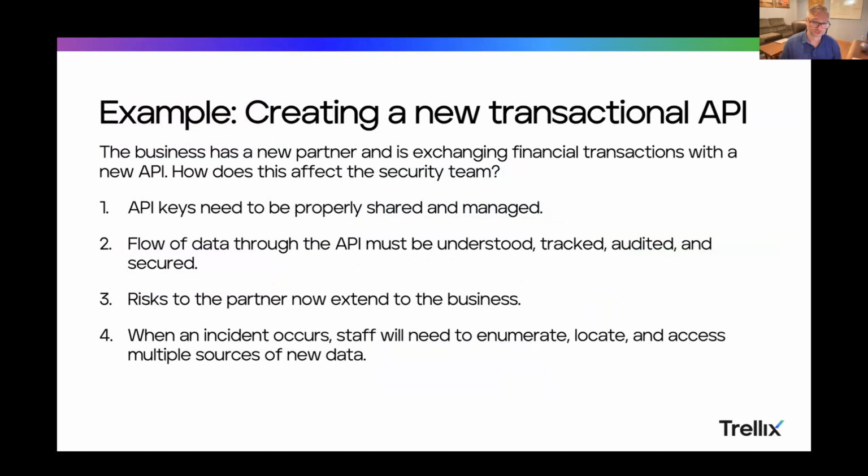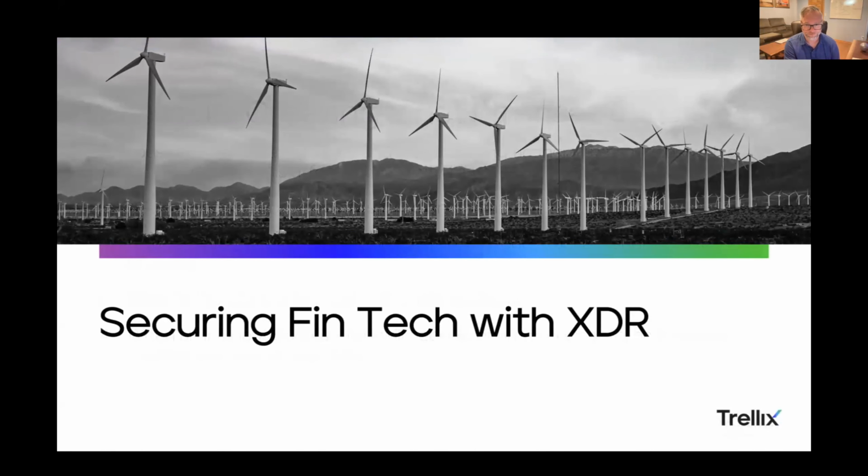You have to figure out the flow of the data through that API, and you have to track it, audit it, and secure it. And now you need to understand the risk to that partner. So if that partner is compromised, what does that mean to the transactions that are flowing through that API? And when an incident does occur, how are you going to enumerate, locate, and access all this different data that you're going to need at that time? So doing fire drills early and often.